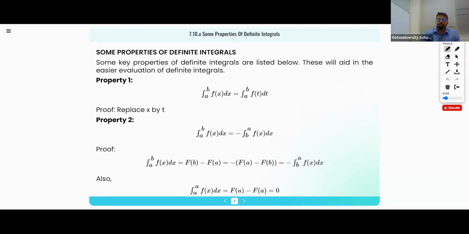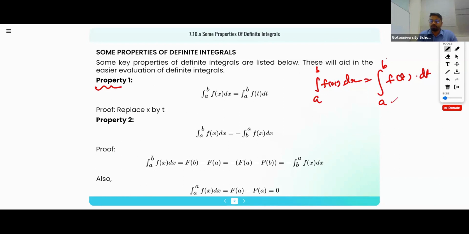Some key properties of definite integrals are listed below. Property one is, if you change the variable of integration, the value will not change. If it is a variable of f, the same function, and we have a variable t, this will not change anything. It's because we are going to resubstitute the variable by the limit. So x will become a and b, t will also become a and b. That's why this will be the same.